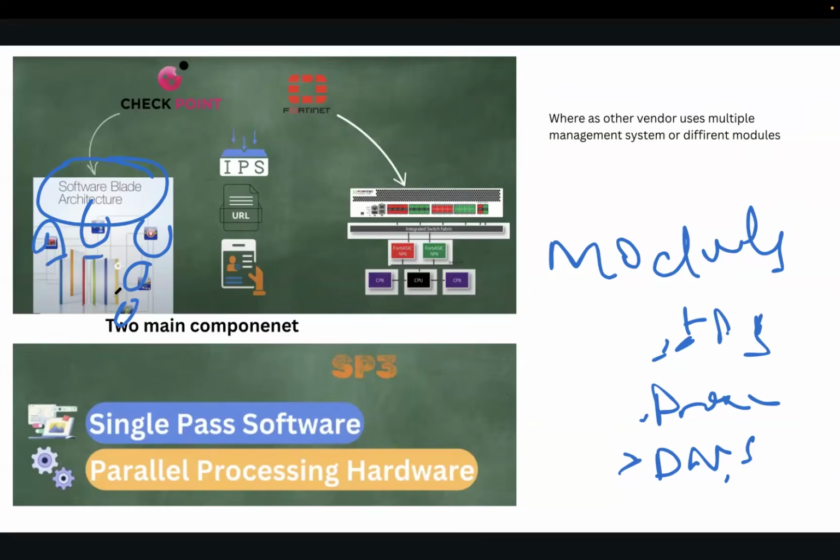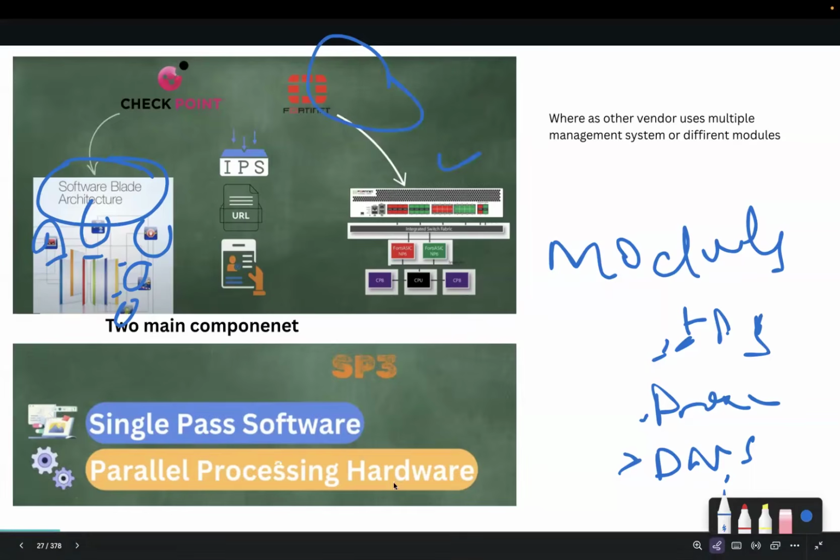So different modules are being used in Checkpoint to function L7 activity. They have a different antivirus module, a different DNS module, a URL filtering module. That is in terms of Checkpoint. Similarly, there are different modules in Fortinet as well. But there are no such modules for Palo Alto. Single module, single pass software.